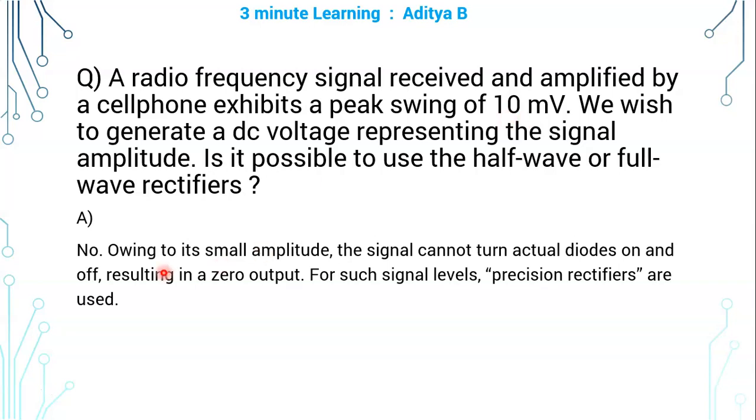Owing to its small amplitude, the signal cannot turn the diodes on and off, resulting in a zero output. For such signal levels, precision rectifiers are used.